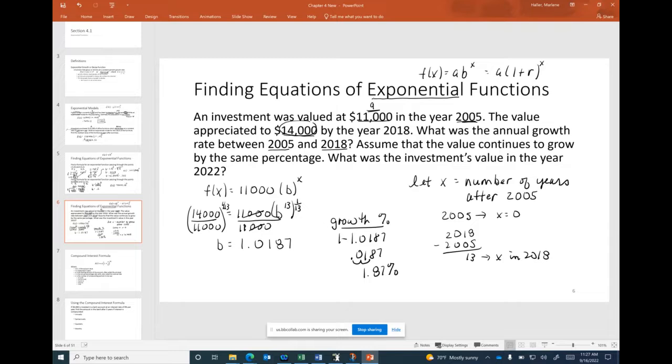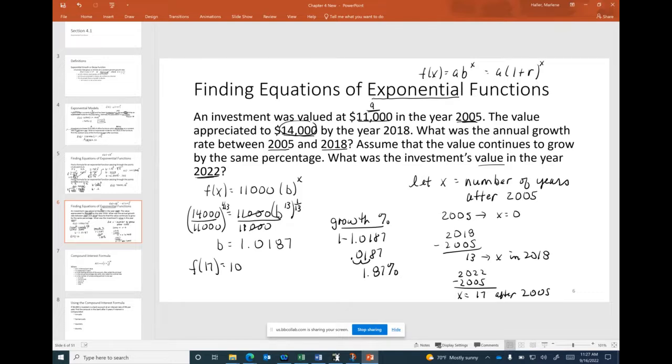Now, what are we supposed to do with this example? Assume the value continues to grow by that same percentage. What was the investment's value in the year 2022? All right. Well, 2022 is 17 years after our model begins, right? The 2005. So that means that my X here is going to be 17. So I can use my new model I just made and find F of 17.